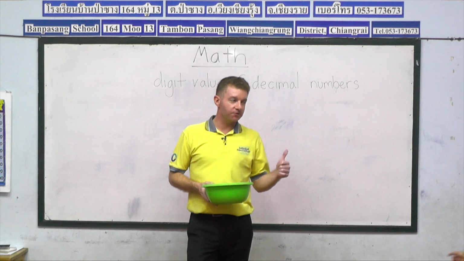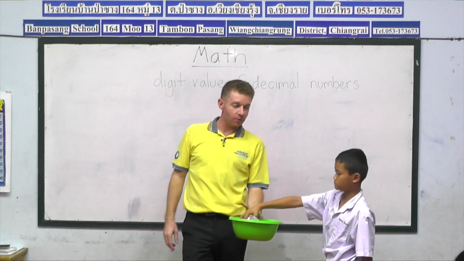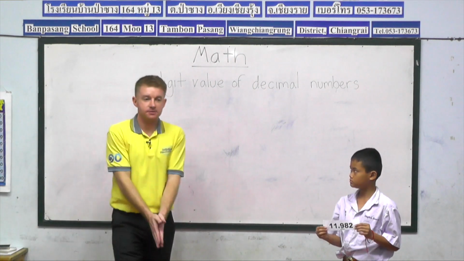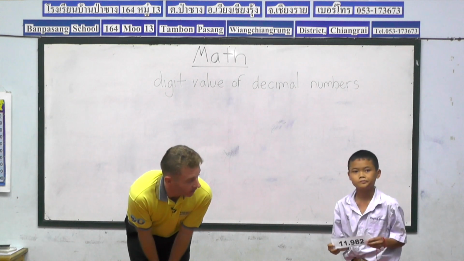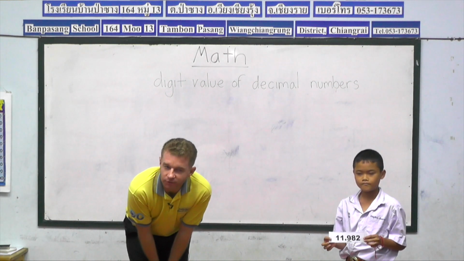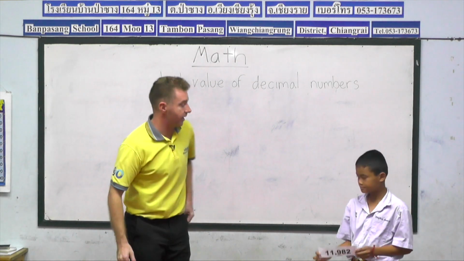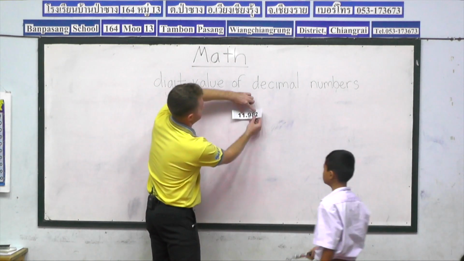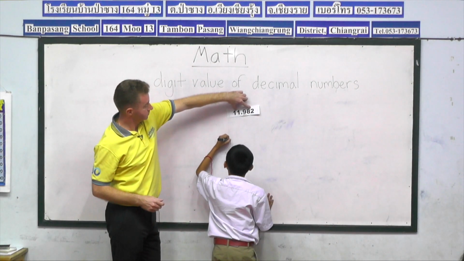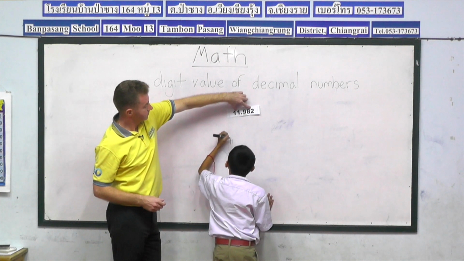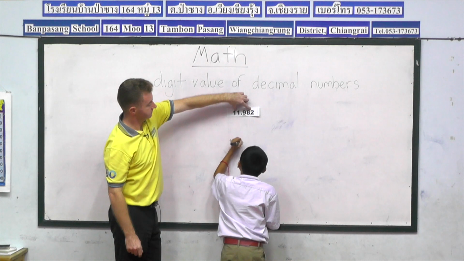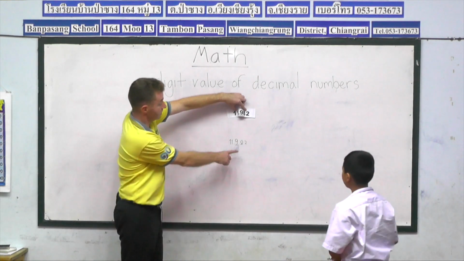Okay, so Chu, it's your turn. You can choose your flashcard and show it to your friends. Excellent. So what's Chu's flashcard number, guys? Yes. And what number do we want to know the digit value of? 9. Okay. So first thing to do, Chu, if you can write your number on the board. 11.982. Excellent, Chu. Very well done. And the 9 is underlined.